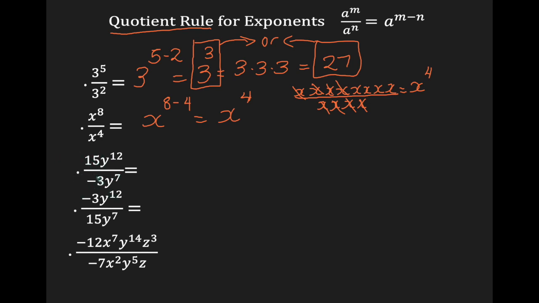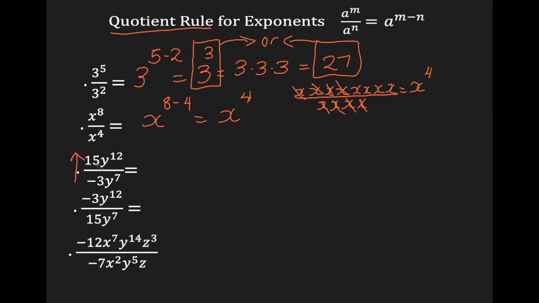So here I've included some coefficients. You always know coefficients from bases. Bases are raised to an exponent. Coefficients do not have an exponent on the outside. So I have 15y to the 12th divided by negative 3y to the 7th. Now, whenever you're dividing, you always go to heaven. Always remember that little trick. When you divide, go to heaven.